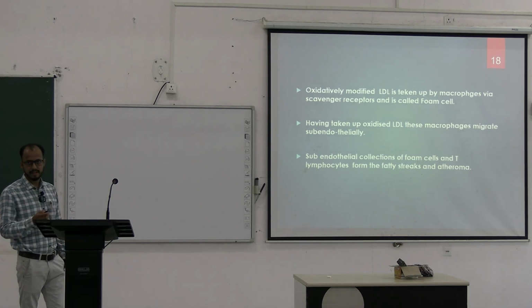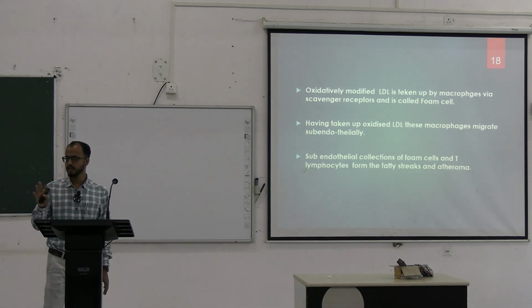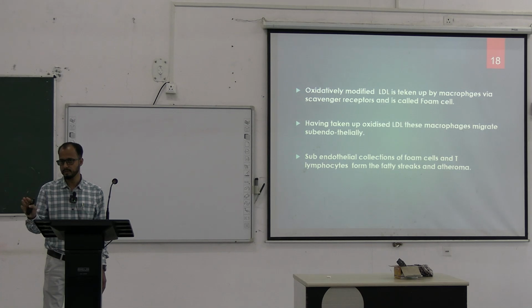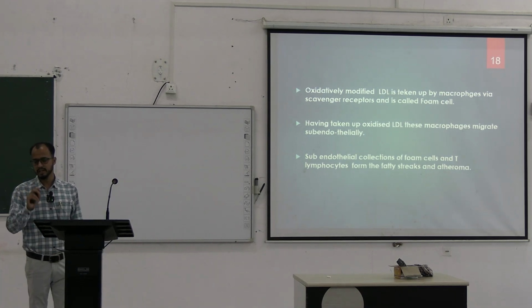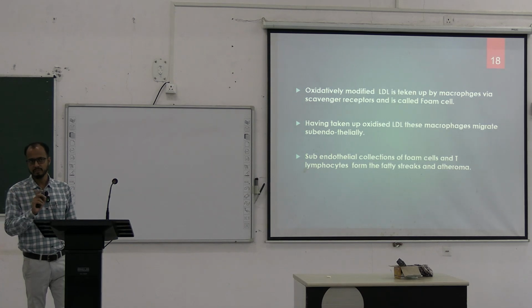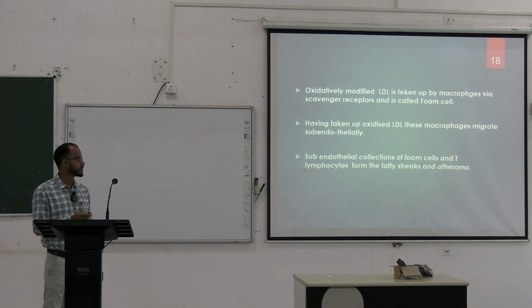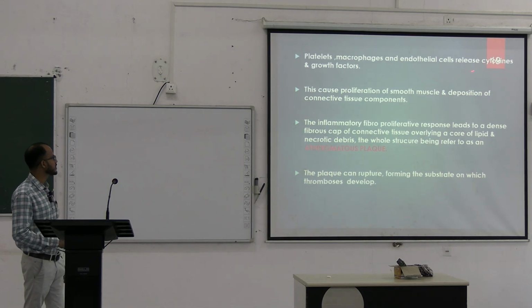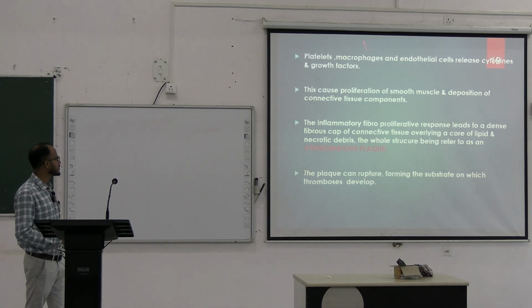So, what happens is that there is endothelial injury due to any of the causes I have discussed in the risk factors. After injury, there is exposure of subendothelial connective tissue. This exposure is associated with attachment of platelets and some monocytes. See, platelets, macrophages and endothelial cells release some cytokines and growth factors. These growth factors cause proliferation of smooth muscle cells and deposition of connective tissue components.